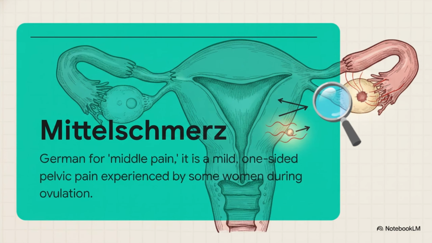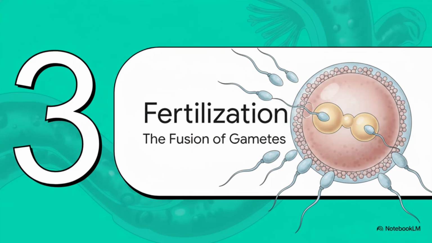And here's a quick clinical aside for you. This whole process isn't always silent. That physical stretching and rupturing of the ovarian wall can actually cause a mild, one-sided pain. It's called Mittelschmerz, which is just German for middle pain. Pretty straightforward.